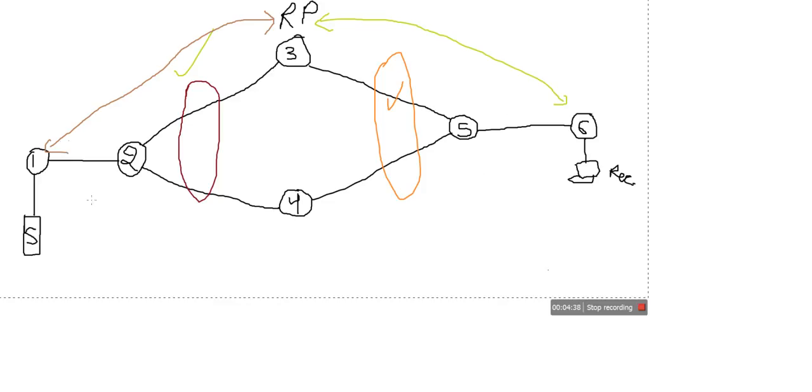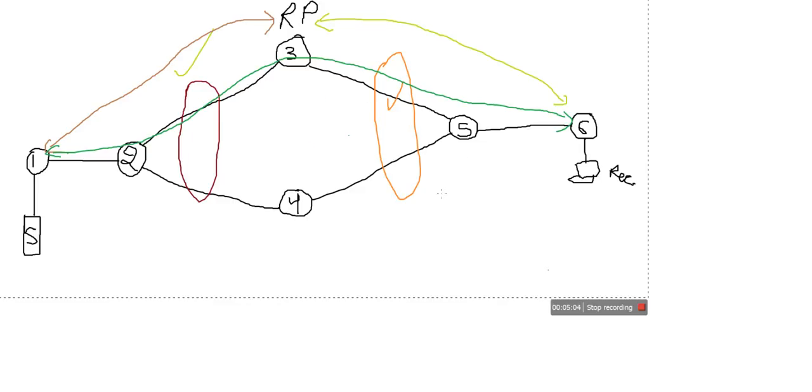So will that SPT merge from the first hop router of the source to the first hop router of the receiver? Let's say the SPT is not getting converged. What is the mechanism within multicasting, in native multicast, to support this?